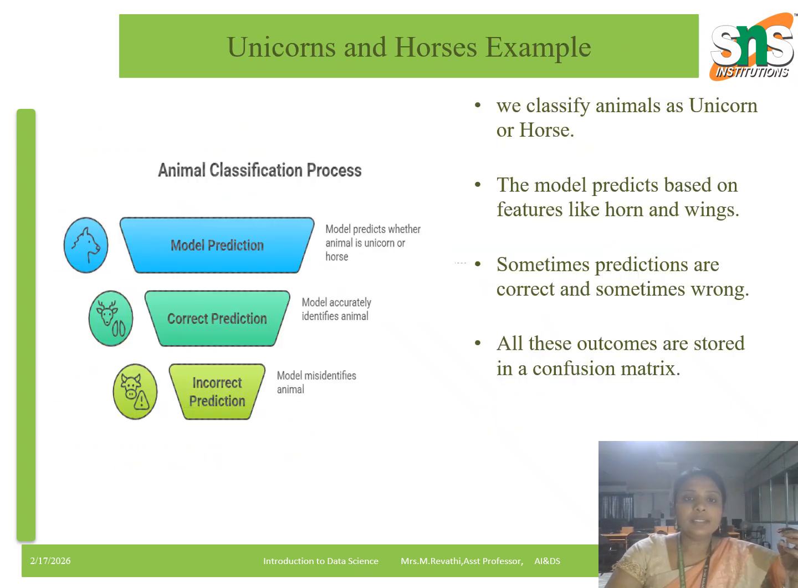Next we see one example: the unicorn and horses example. This model predicts animals based on features like horns and wings. Sometimes the prediction is correct, sometimes it is wrong. Here we classify animals as unicorn and horse. The model predicts based on features like horns and wings. All these outcomes are stored in a confusion matrix.